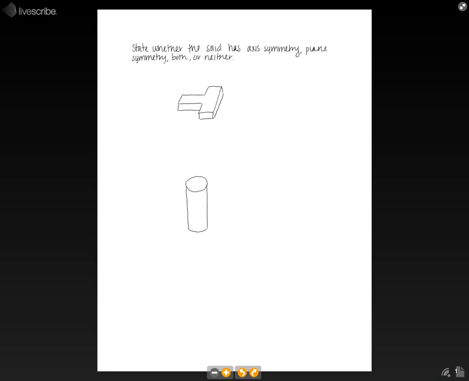In this pencast, we're going to be learning about symmetry in geometric solids. So this problem says, state whether the solid has axis symmetry, plane symmetry, both, or neither. So first we need to know these definitions.